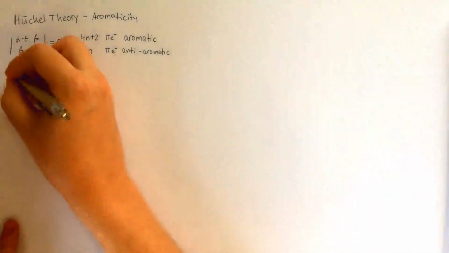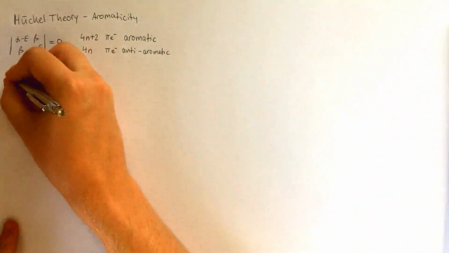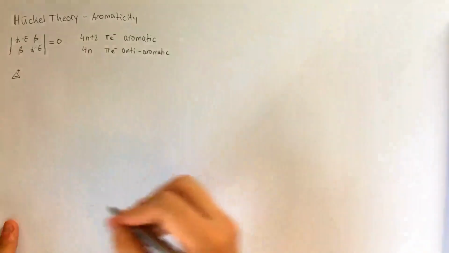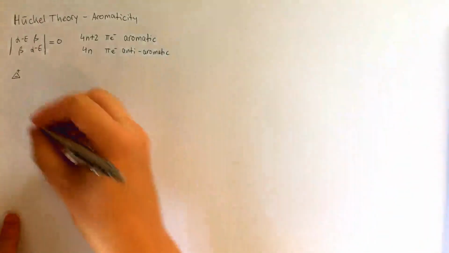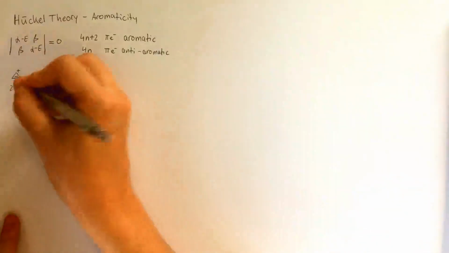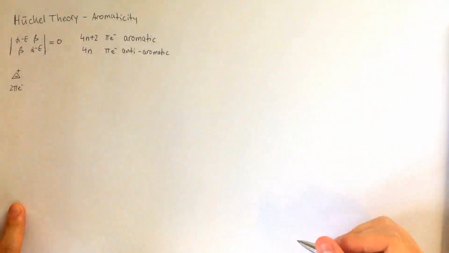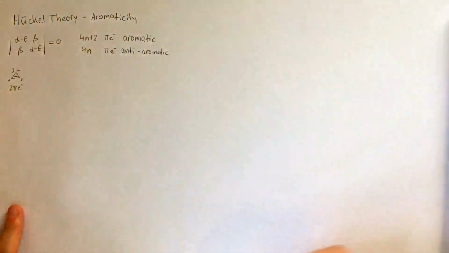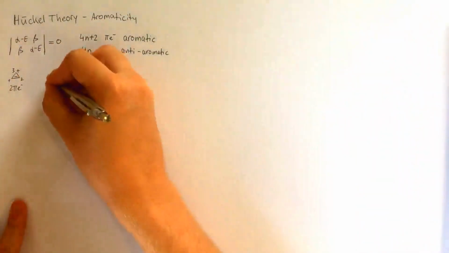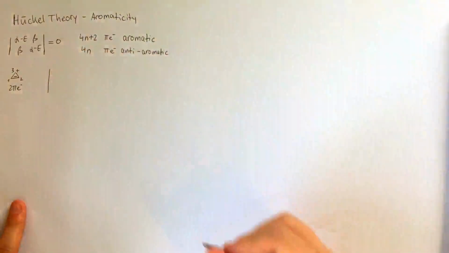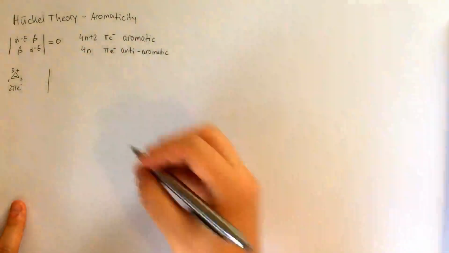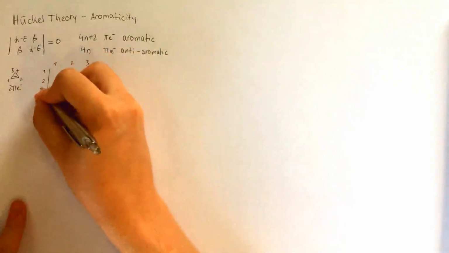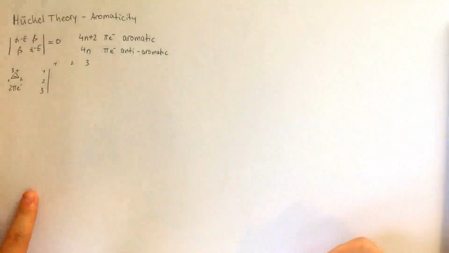We will look at two examples, one of which is the cyclopropenyl cation, which looks like this. It has 2 pi electrons, and to make it a bit simpler, I will number the carbon atoms 1, 2, and 3. So if I want to write down the determinant for this system, I will need to check what carbon is bonded to which carbon.